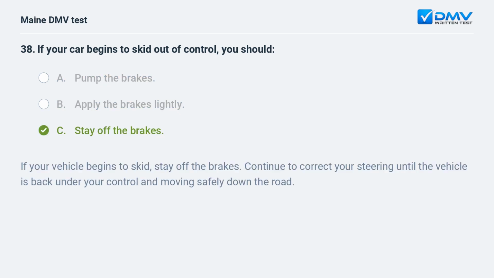C. Stay off the brakes. If your vehicle begins to skid, stay off the brakes. Continue to correct your steering until the vehicle is back under your control and moving safely down the road.